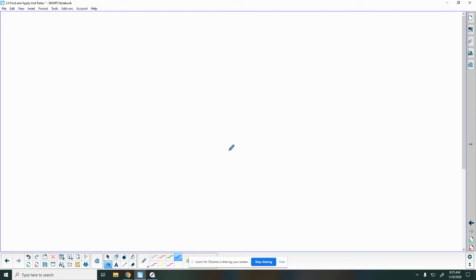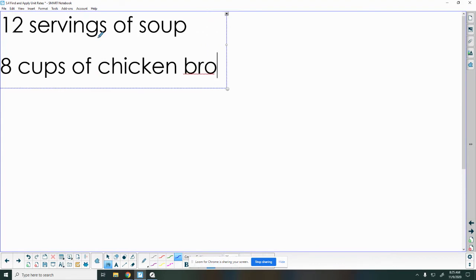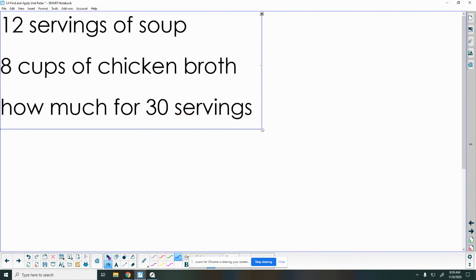So let's say that we have 12 servings of soup, and we need 8 cups of chicken broth. So 12 servings of soup, and we need 8 cups of chicken broth. So I want to know how much I need if I'm making 30 servings. So how much for 30 servings?